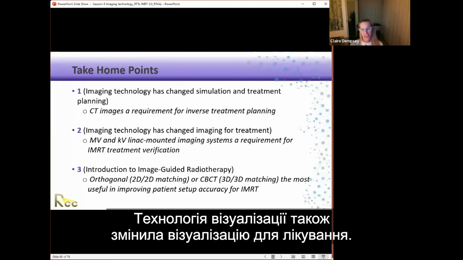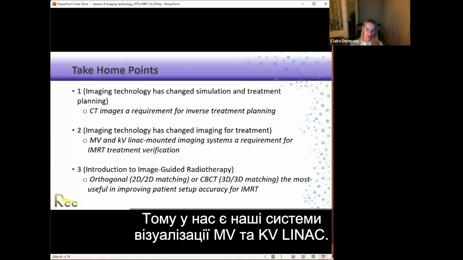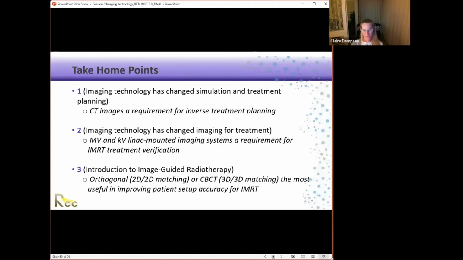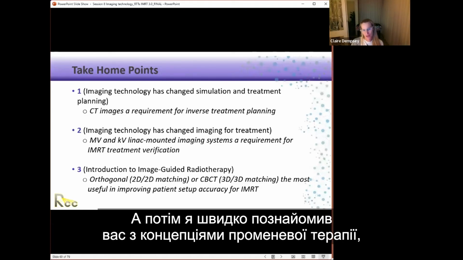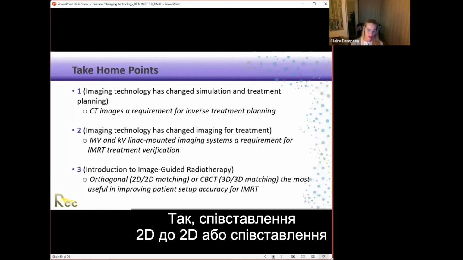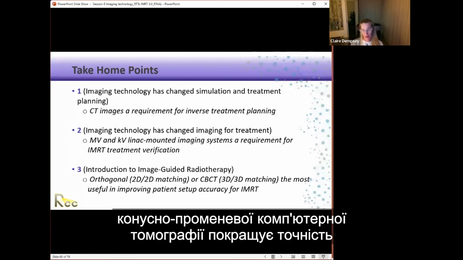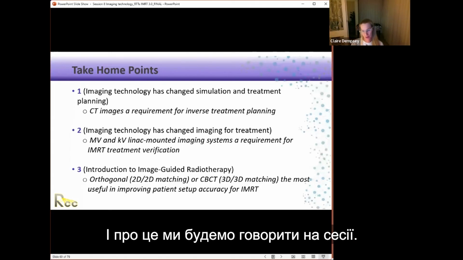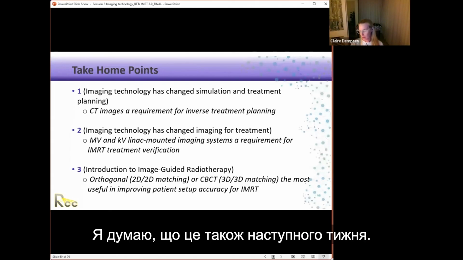Imaging technology has also changed imaging for treatment. So we've got our MV and our KV Linac mounted imaging systems. These are also a requirement for IMRT and VMAT treatment verification. And then I've quickly just introduced you to the concepts around image guided radiotherapy. So your 2D to 2D matching or your cone beam CT matching in improving patient setup accuracy for IMRT. And that stuff will be talked about in the session, I think it's next week as well.